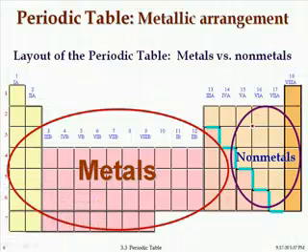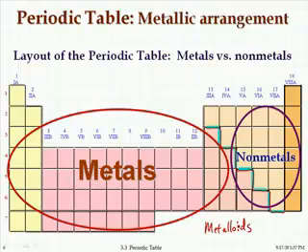Okay, and then we have a stair-step line that separates the two. And these we call metalloids. Alright, so what do things that are metals have in common? Well, all of these elements that we deem metals have certain characteristics. They tend to conduct electricity well. They tend to conduct heat well.